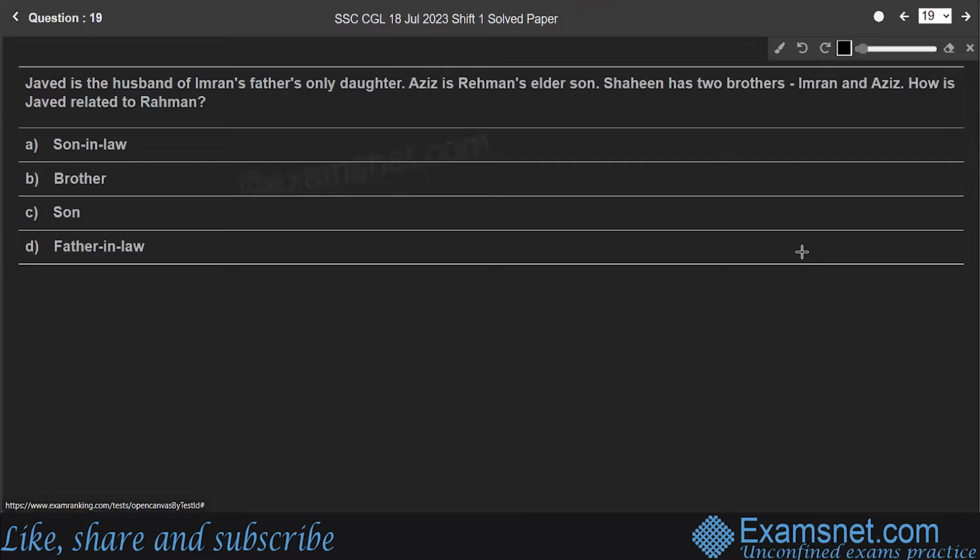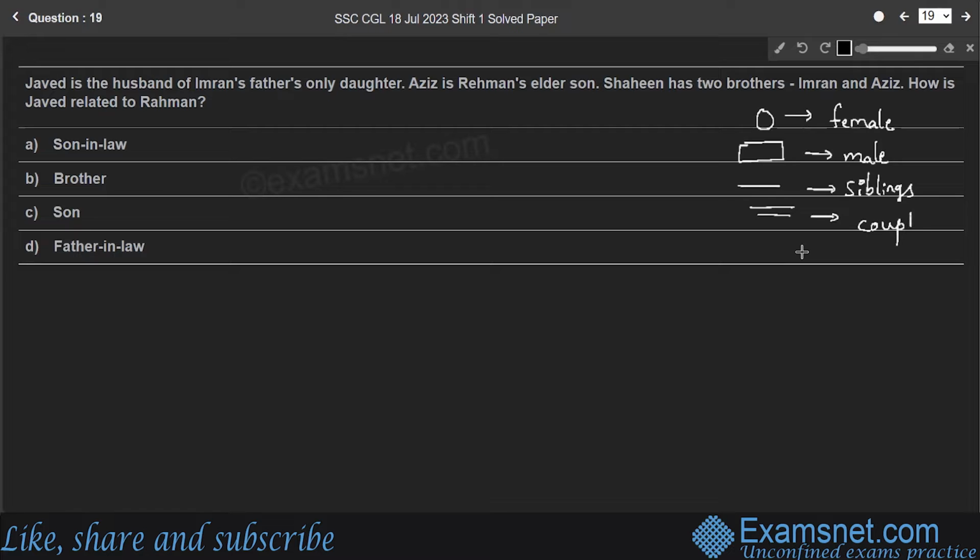Here, students, let's make a family tree using some symbols. Here, we use a circular symbol for all females, a rectangular symbol for all males. A single horizontal line for siblings, double parallel horizontal lines for a married couple, and a vertical line or slightly slanted line for difference of generation. Now consider the question.